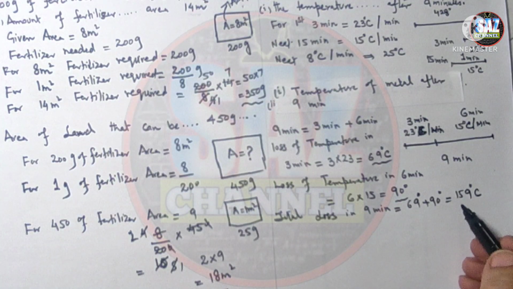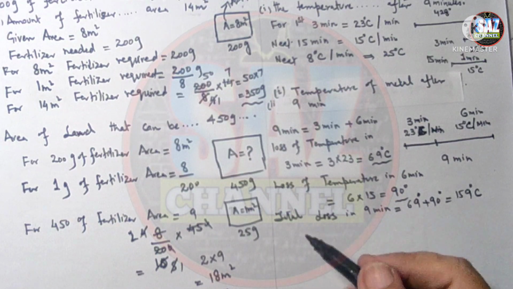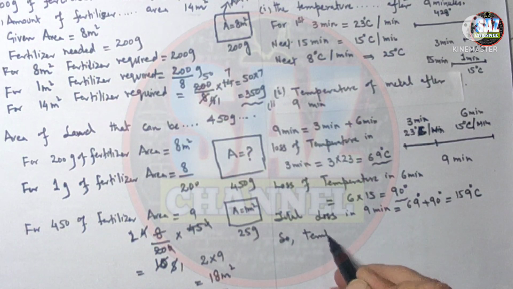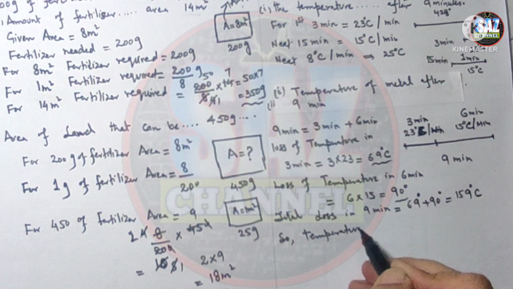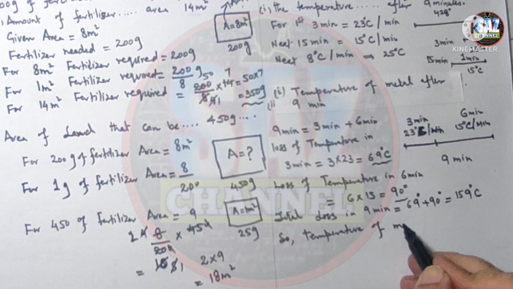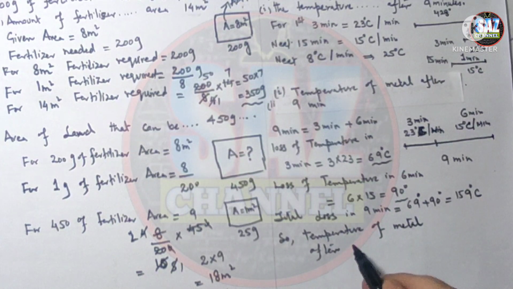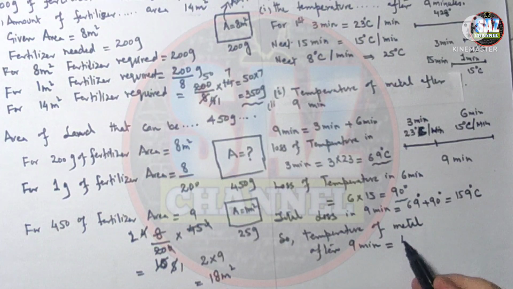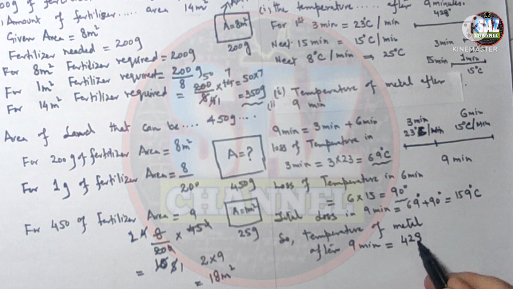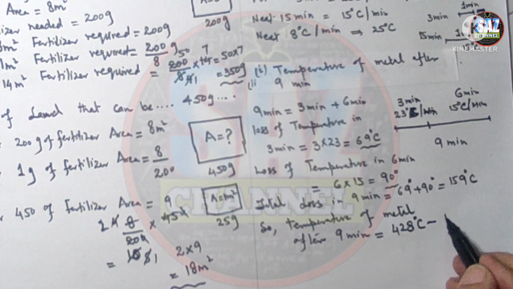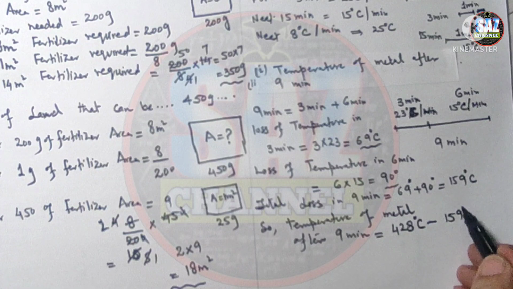So this is the total loss, and the question says the temperature of the metal after 9 minutes. So the temperature of metal after 9 minutes will be equal to 428, because this was the temperature initially when cooling was started. So I have to take away 159 from there.